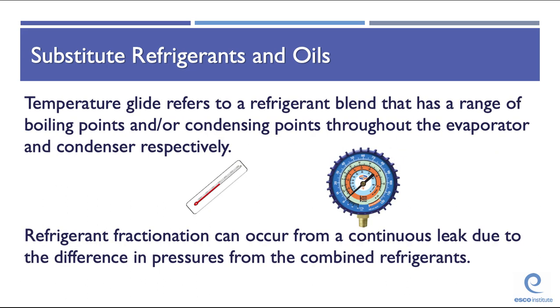A temperature glide refers to the refrigerant blend that has a range of boiling points or condensing points throughout the evaporator and the condenser process. Refrigerant fractionization can occur from a continuous leak due to differences in pressures and from the combined refrigerants. Okay, what this is basically saying is a zeotropic refrigerant has a temperature glide. If there is a leak in the system, the different components are going to leak out at different rates. You cannot just top the refrigerant off because you don't know what's actually left in that system.